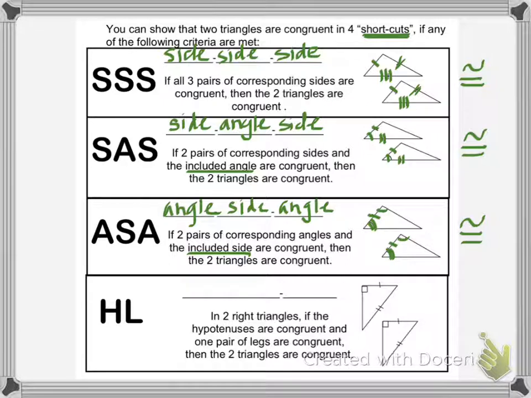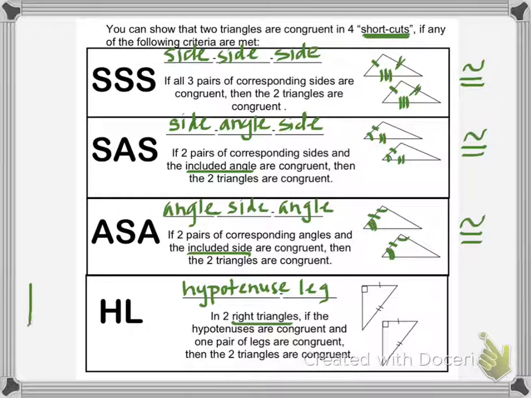The last one is called HL, and this is specific to right triangles. So what the H stands for is hypotenuse. We might need to do a little refresher. And the L stands for leg.